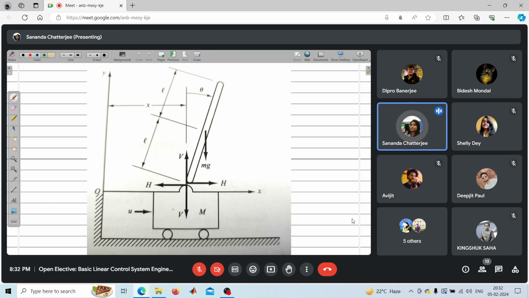So if we now try to write the equation of motion for this cart with mass capital M, what are the forces acting on this cart? The vertical force V will be balanced with the reaction force on the wheels, so we are not concerned with that. We are only concerned with the horizontal applied force U, which is balanced with H. With the resulting force of these two, the cart is moving. So from Newton's second law we can write M d2x by dt2 is equal to U, the input force, minus H.